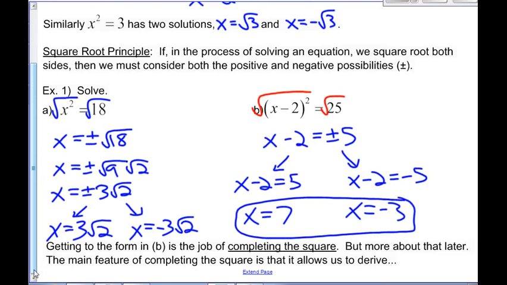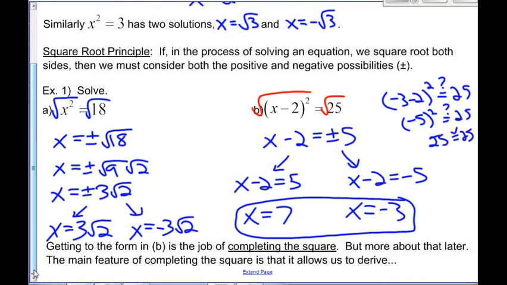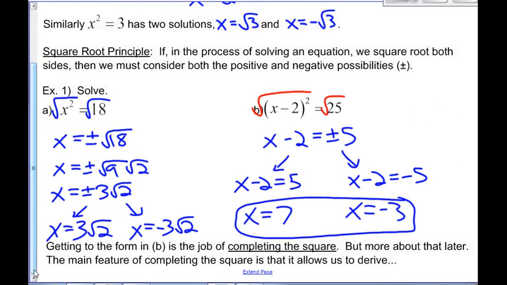You could throw either one back in, so let's put in negative 3. If I put negative 3 back in and squared it, would that give me 25? Well, it would be negative 5 all squared equals 25. Yep, that gives us 25. So this must be a good solution. And we could do that with all the solutions. And since you have time on your secondary math assessment, I would suggest double checking all of your equations that way. Sub them in the original, see if it balances. Getting to the form in B is the job of completing the square, but we'll talk about that later.